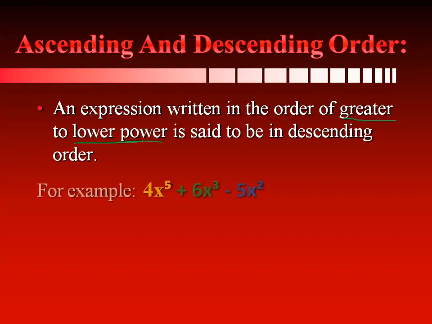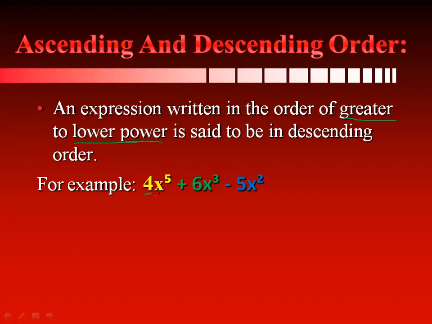Okay, just suppose here you have an example. What you have here, 4x^5. But what we are going to consider here is the power, that is 5, not this 4. That is your coefficient. So you have to arrange the expression with respect to their power.